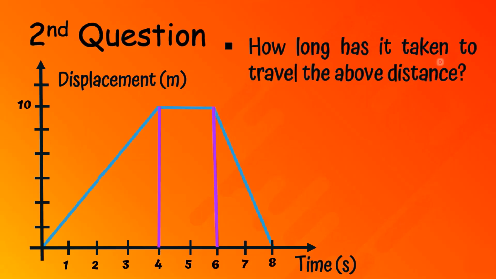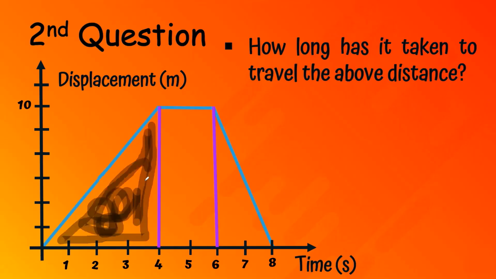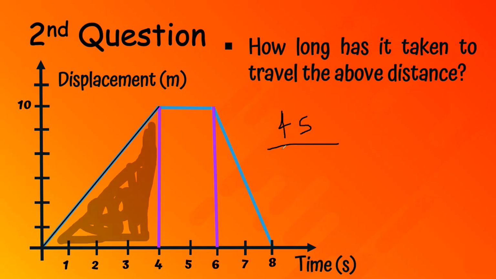How long has it taken to travel the above distance? Above distance means this distance. We calculated the area of this triangle, no? So this part, from here to here. The time taken to travel from here to here is 4 seconds. The answer for this question is 4 seconds.